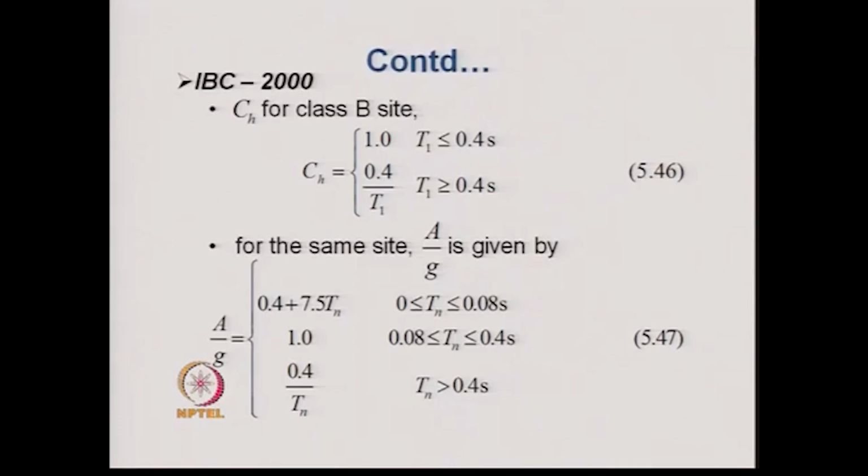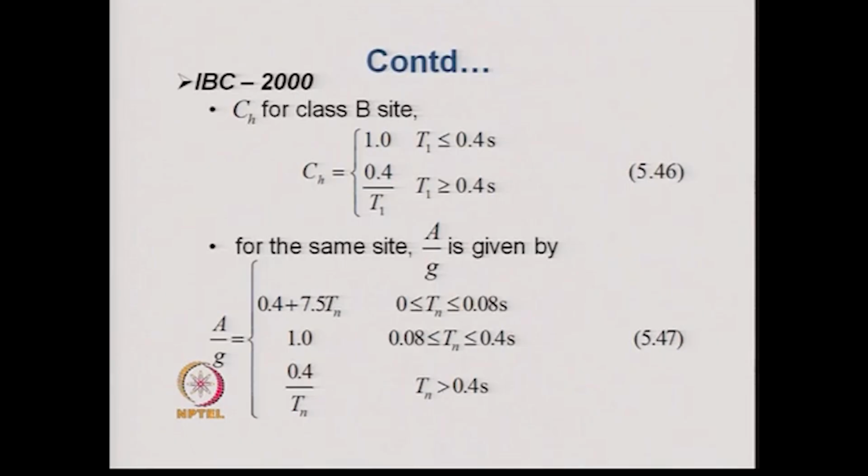Then after the time period of 0.4 second, the CH value falls off non-linearly, inversely proportional to the time period. For the same site, that is the class B site, the SA by G, or the spectral acceleration normalized with respect to G, is given by the formula SA by G equal to 0.4 plus 7.5 Tn, where Tn is the natural period; then SA by G is equal to 1, and SA by G is equal to 0.4 by Tn, that is for Tn greater than 0.4 second, it is again inversely proportional to the time period.